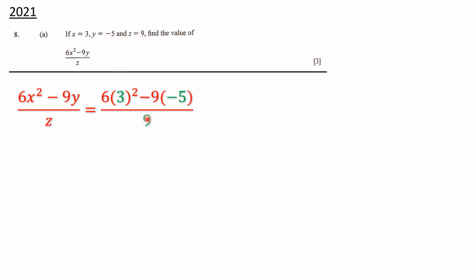And z is 9. All right, so the first thing we're going to do here, we notice that we have 3 squared. Well, what is 3 squared? 3 squared is 3 times 3, which is 9. And so now we have 6 times 9 minus 9 times -5. So 6 times 9 minus 9, open bracket, -5. And so that's going to be 99. If you put in the calculator 6 times 9 minus 9 times -5, that's going to give you 99 all over 9. The 9 stays.